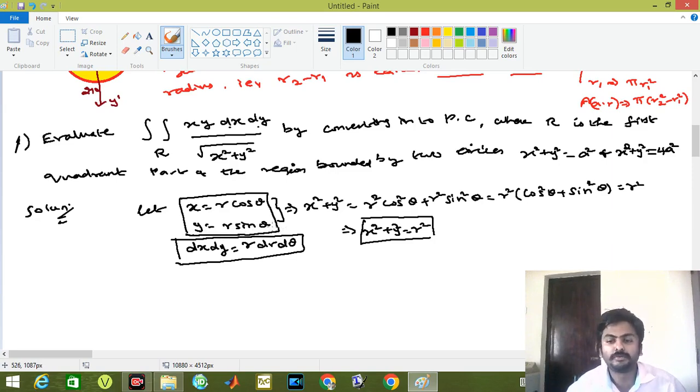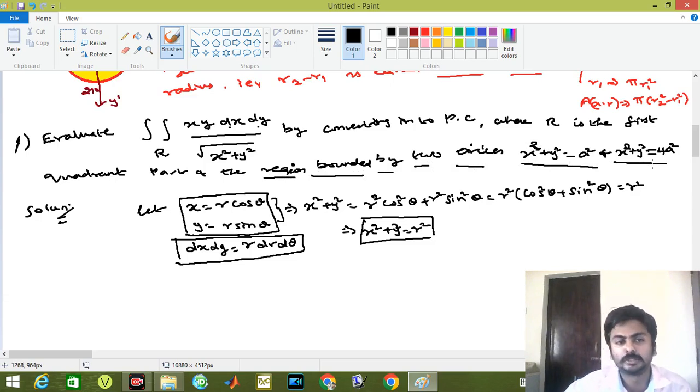Okay, now we have to identify the region. In order to identify the region, they have given the region bounded by two circles. One circle is x square plus y square equal to a square, and another circle is x square plus y square equal to 4a square. So we have to draw two circles.